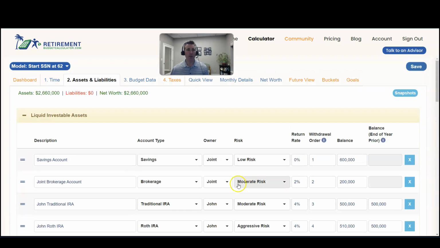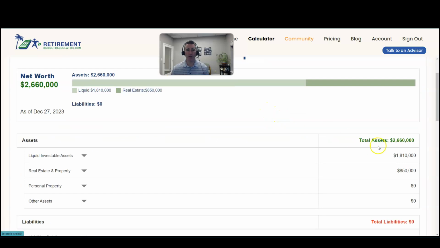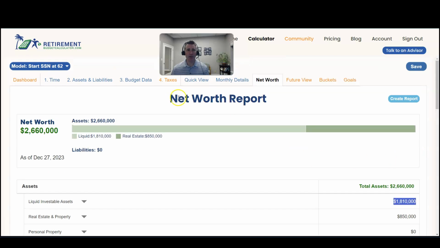So when we look up here at assets and liabilities, their net worth is $2,660,000 when you look at all of the assets that they have. Now, if we come over to the net worth tab, we break it down and we say, well, 1.8 million is liquid investable assets and 850,000 is in real estate. Again, this 1.8 million is important because that's the money that we can spend.